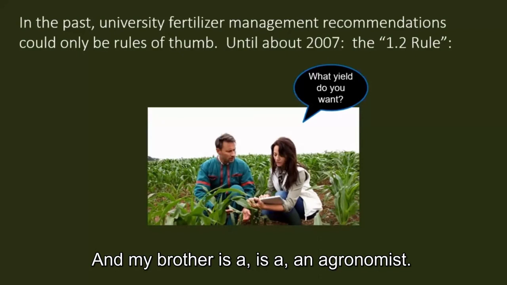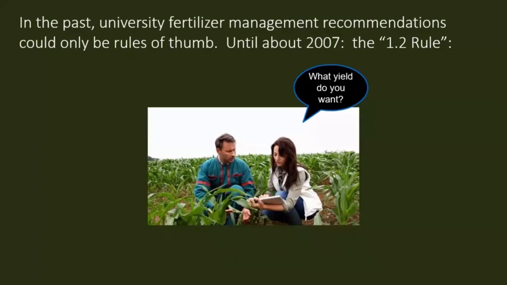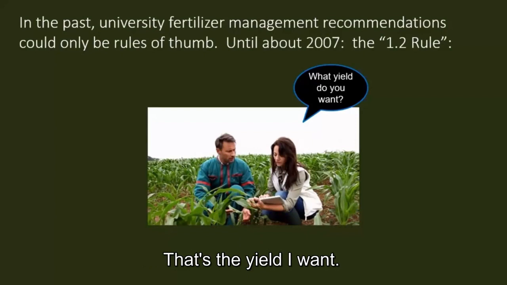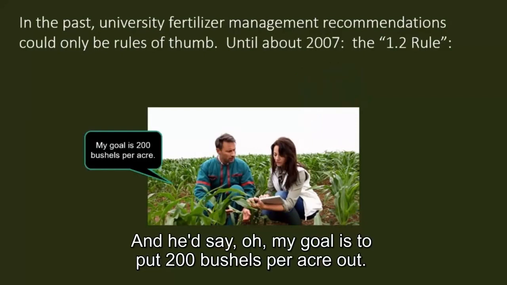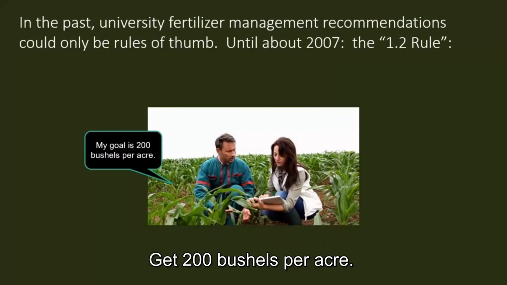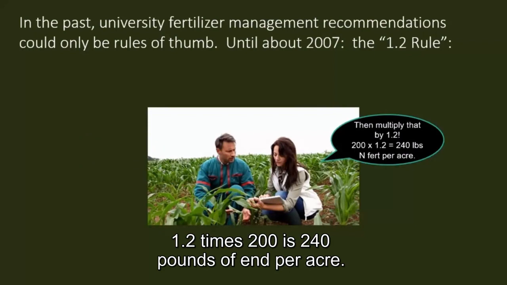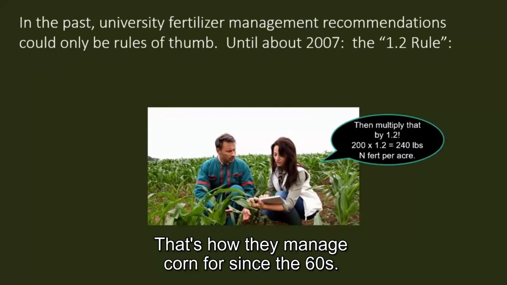And my brother is an agronomist. And so when he first told me this is the way they put nitrogen on corn, I thought, well, I want the yield that makes me the most money. That's the yield I want. And he'd say, oh, my goal is 200 bushels per acre. And she'd say, well, just multiply that by 1.2. 1.2 times 200 is 240 pounds of N per acre. There you go. And that's how they managed corn since the 60s.